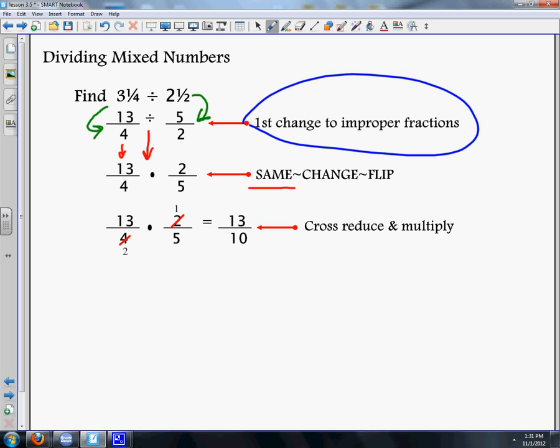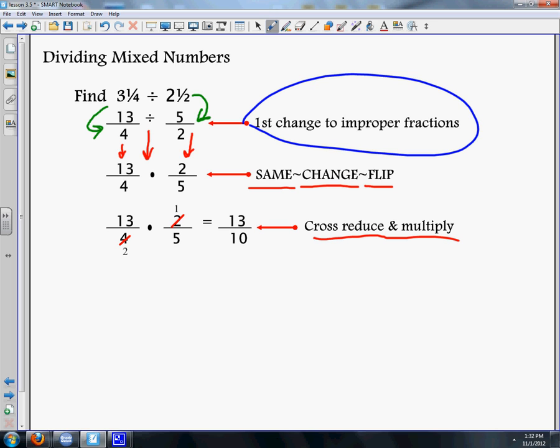Change division to multiplication. And then flip the second number. So 5 halves goes into 2 over 5. Now we can cross-reduce and multiply. 2 goes into 4 twice, 2 goes into 2 once. 13 times 1 is 13, 2 times 5 is 10. And there's our improper fraction answer.